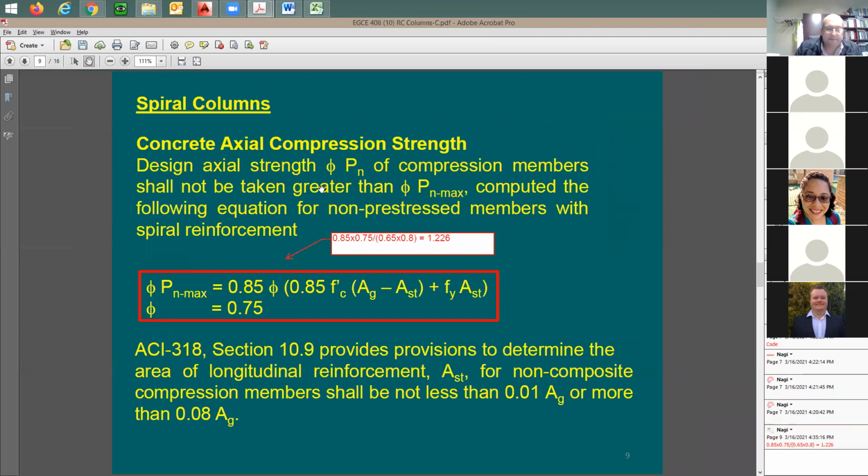So that you have a feeling for which one is going to be stronger and by how much. Are we talking about 2% or 20%? So you have a value of the magnitude. The same thing for this spiral column, you're going to have a steel ratio that goes between 1% and 8%. You see this here, right? Exactly the same thing. So when you have a spiral column, the only difference in the strength equation is going to be these two factors, 0.85 and 0.75, versus 0.65 for the phi and 0.8 for this factor.